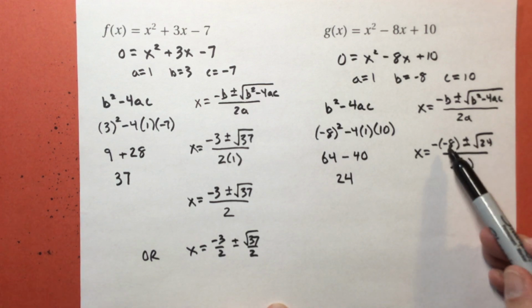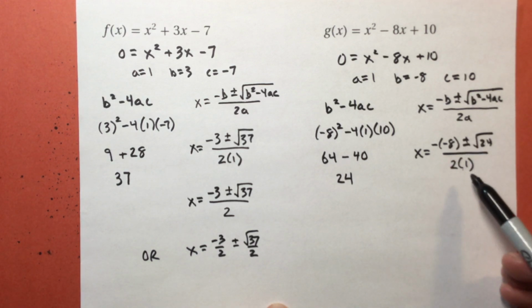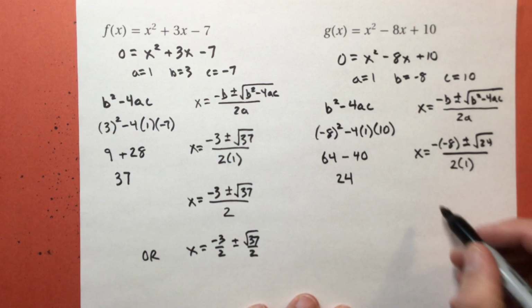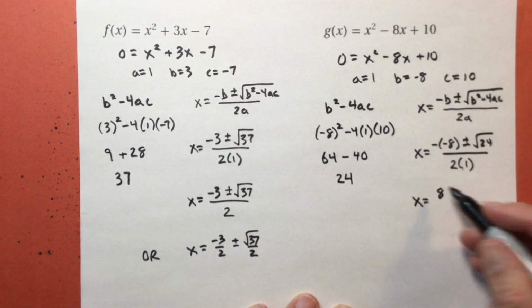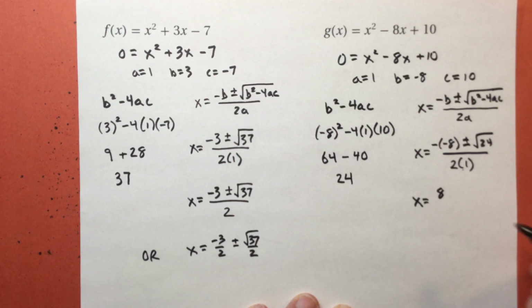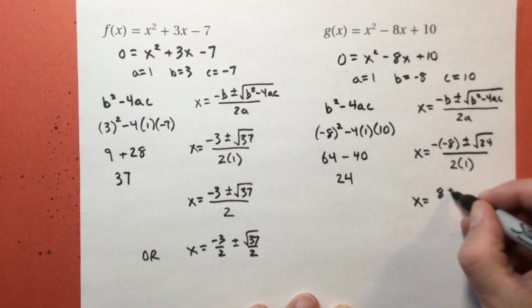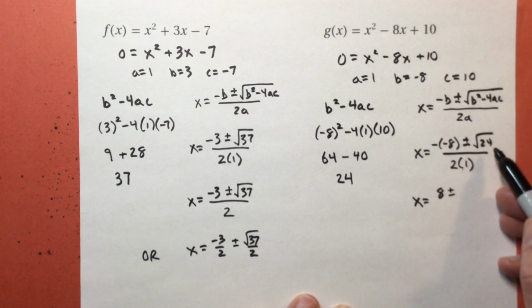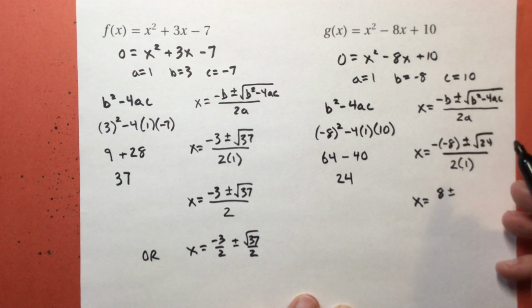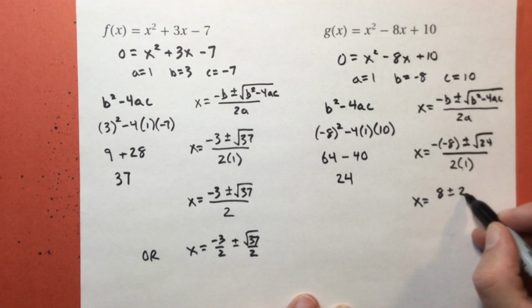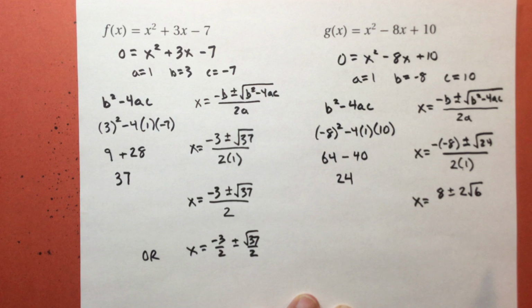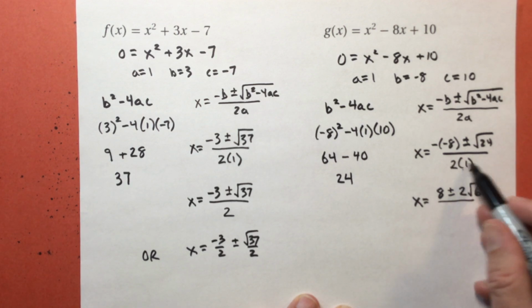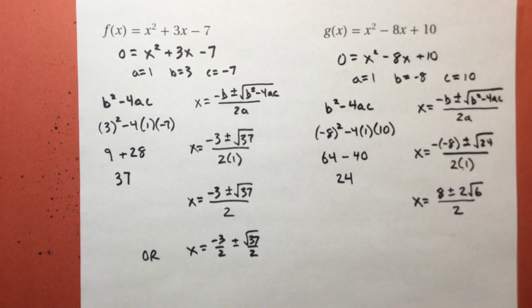All right, let's take care of that, take care of that, and take care of that, and then we'll see if we can do anything else with it. The opposite of negative 8 is positive 8. You can put the plus sign in front of it if you want. I don't care. 24 can be factored. 24 is 4 times 6. The square root of 4 is 2, so I get positive 2 times the square root of 6. And then, of course, 2 times 1 equals 2.